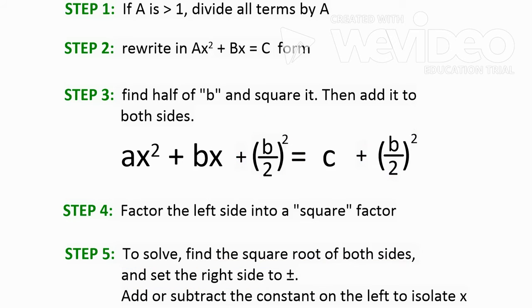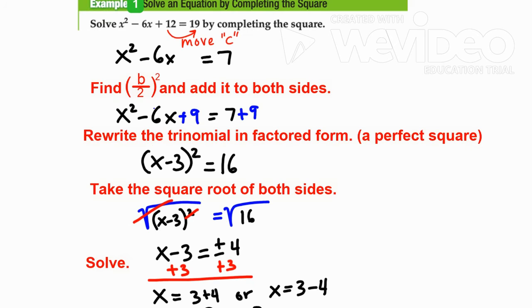All right, let's just get down to it. Let's take a look at an example. Pause the video, look this over. Okay, let's talk about it. Step 1, if A is bigger than 1, divide out that GCF. It's not, so we move on to step 2.